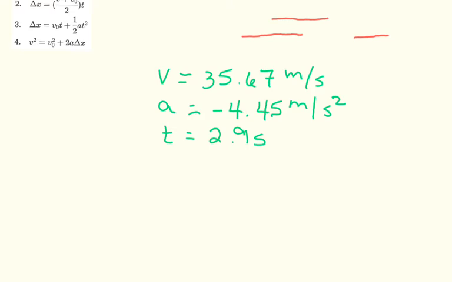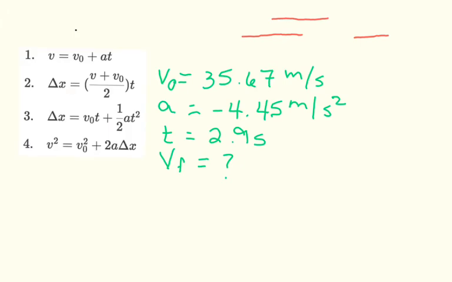Now the question says you're driving on a freeway at a velocity of 35.67 meters per second. So that means you're already at that velocity and then you slow down, right? If you slow down, you're going to change your velocity from where you were at 35.67 to where you are now. So what we're looking for is the final velocity, right? What is the velocity after you slow down? That becomes my unknown. So if I'm looking for my final velocity, then the velocity in the problem has to be my initial velocity. Okay?